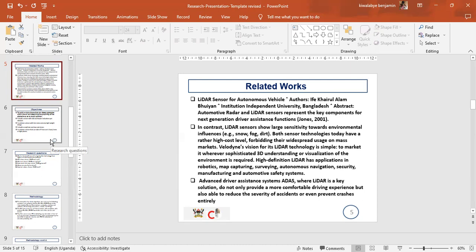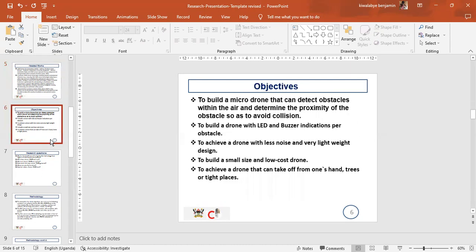Then lastly, advanced driver assistance systems. Now the objectives. These are the main objectives of our project, as to why we are to do this project. To build a micro drone that can detect obstacles within the air and determine the proximity of the obstacle so as to avoid collision. This will basically be using LiDAR. LiDAR will be the technology.